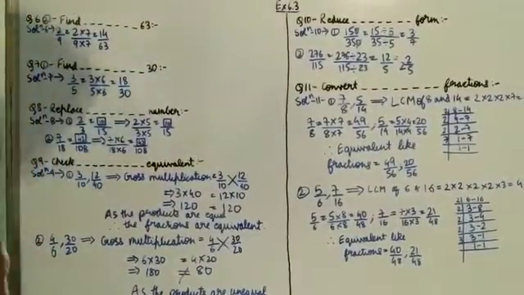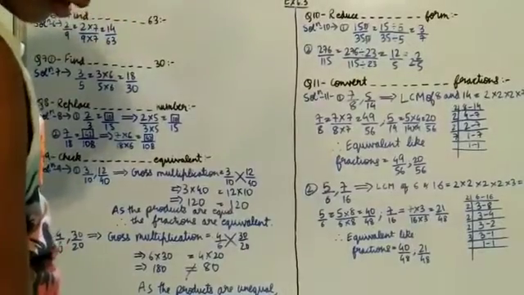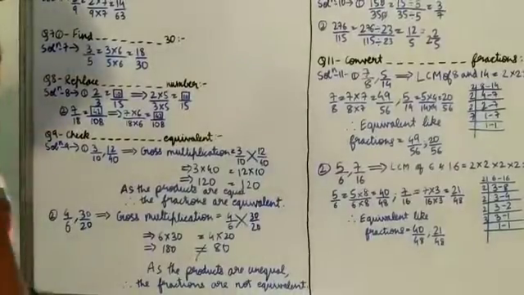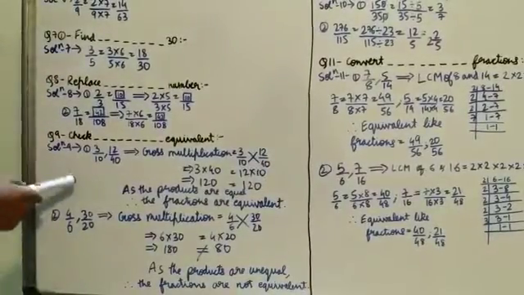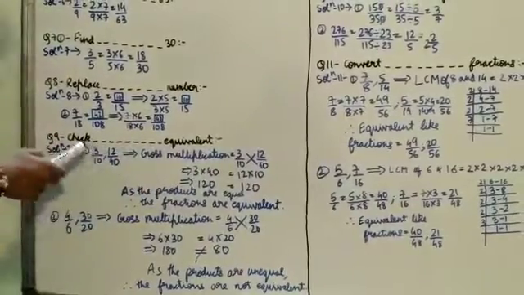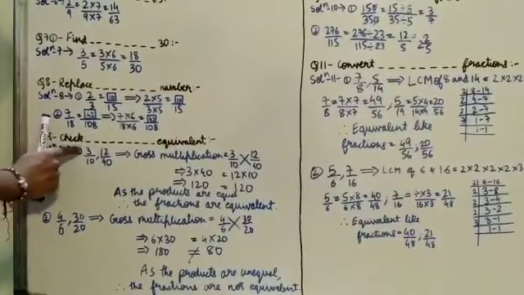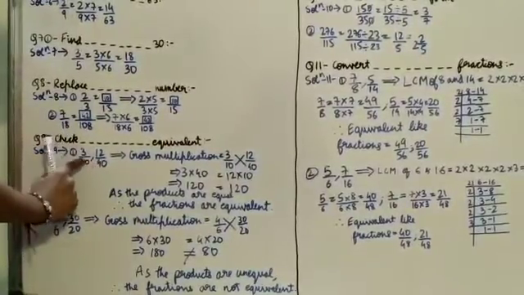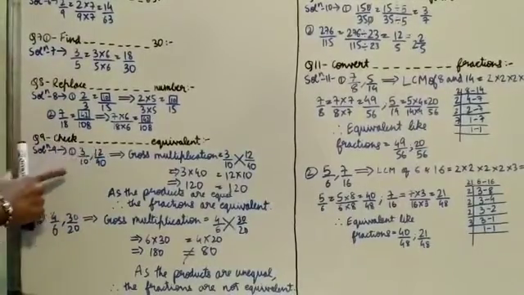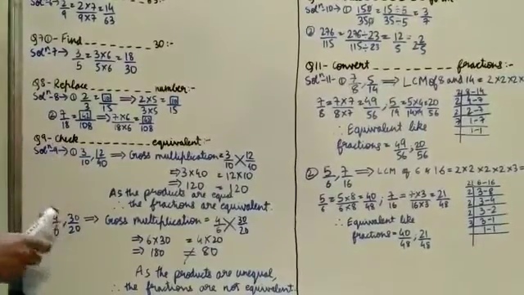Then question 9. Check whether the given pairs of fractions are equivalent. The first is 3 upon 10 and 12 upon 40. Here you simply have to do cross multiplication. Cross multiplication means that the first fraction's numerator should be multiplied by the denominator of the second fraction, and the numerator of the second fraction should be multiplied by the denominator of the first fraction.